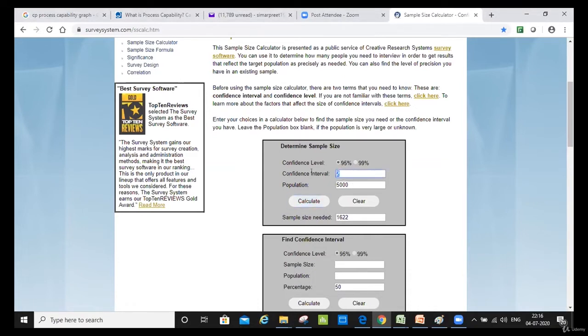Okay. So let's say if I put here 5 instead of 3, will my sample size increase or decrease? Decrease. It will decrease, Simar. Let's see. Yes. So these are the things that we want to look at.